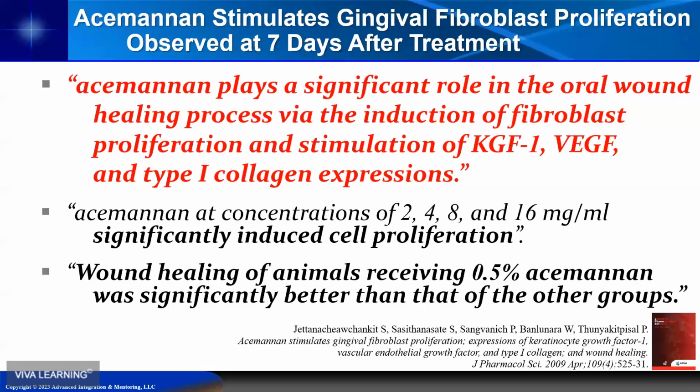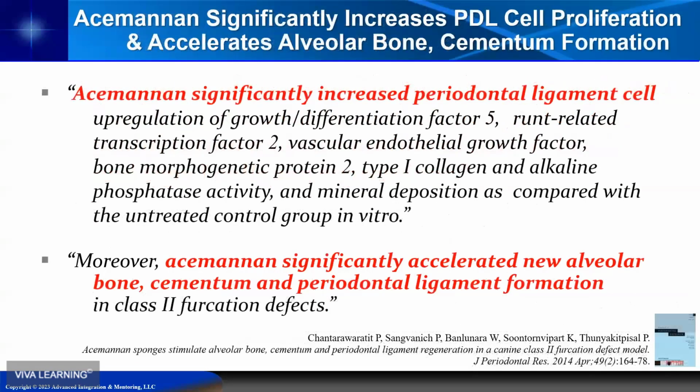And so part of what we really want to be doing here is coming up with a material that enables us to have all of these components put together. Looking at the effect, it significantly increases the ligaments of the cells of the periodontal ligament, upregulating the growth differentials and getting that type 1 collagen to perform, as well as the alkaline phosphatase to actually occur. And the whole idea, Ace-Mannan also accelerates new alveolar bone growth.